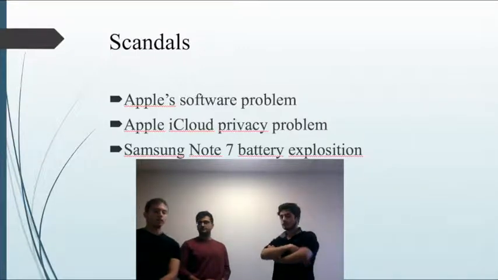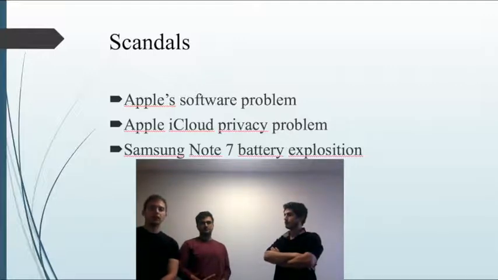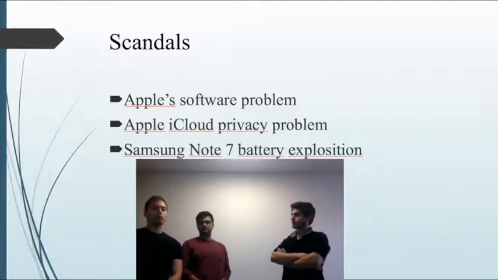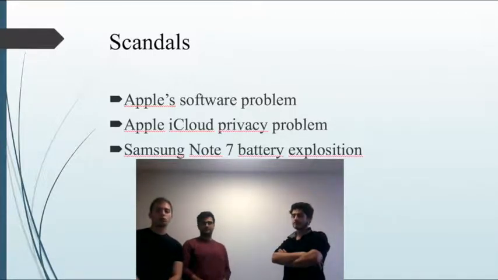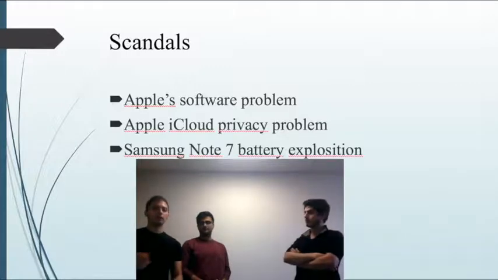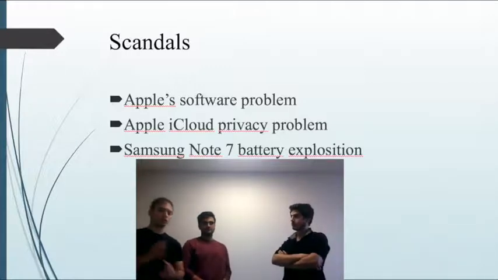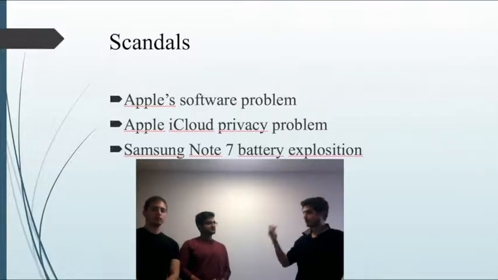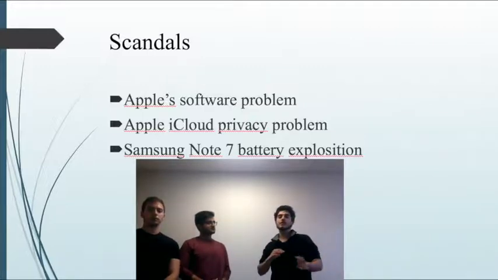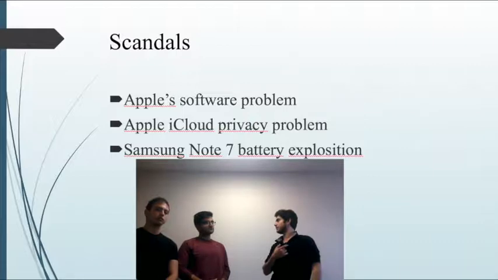And the second scandal is also Apple's iCloud problem. There was a leak on the iCloud, so most of the famous people's iCloud accounts were leaked to the public, with naked pictures and other things. It was bad. And the third one is Samsung's Note 7 problem. There was a problem in the battery. It exploded. And I remember that at one time they weren't allowing the Samsung Note 7 on airplanes.